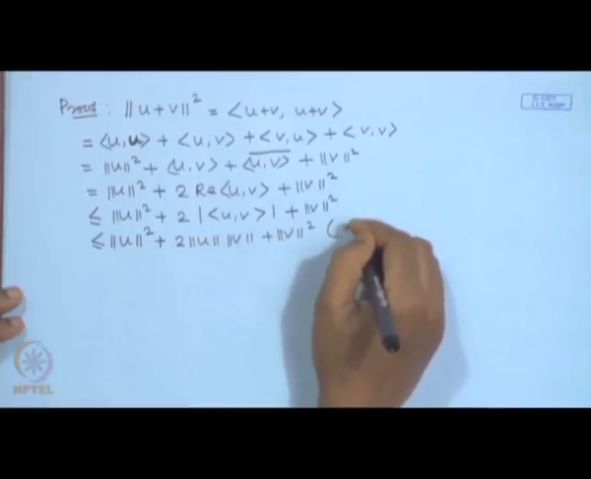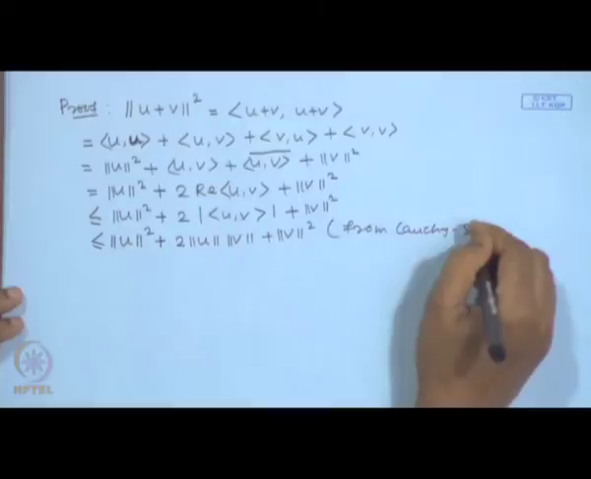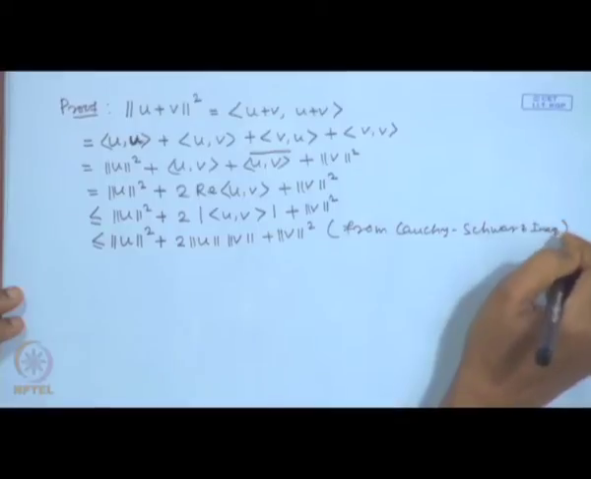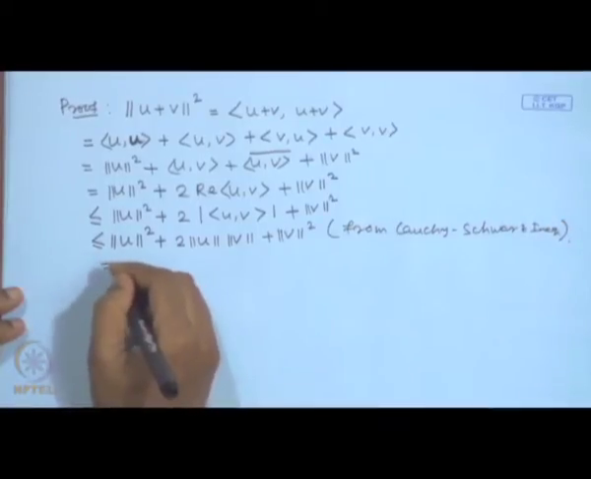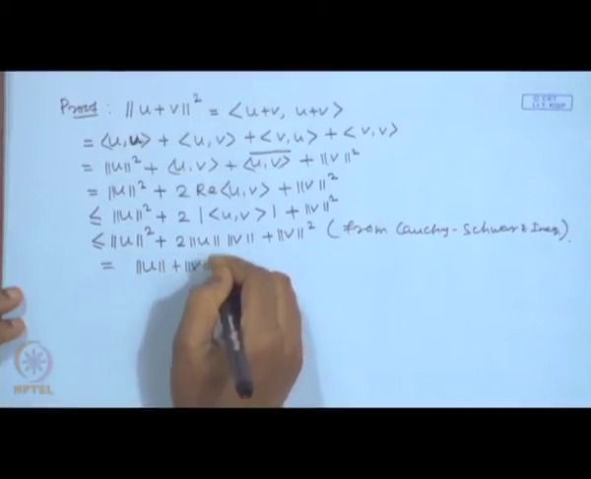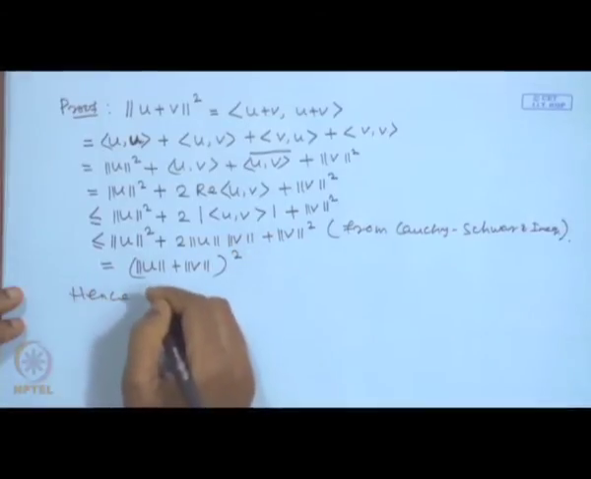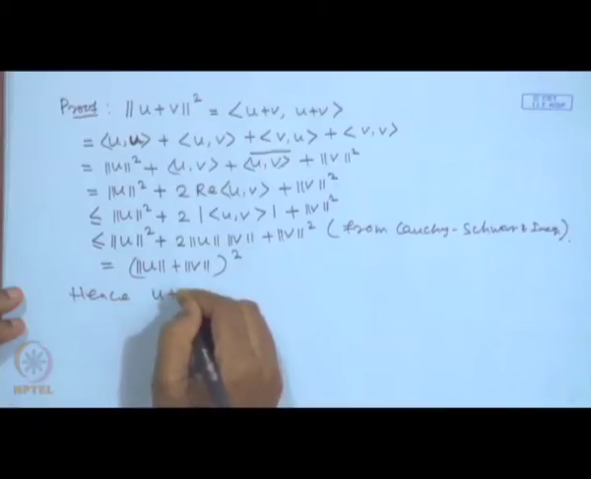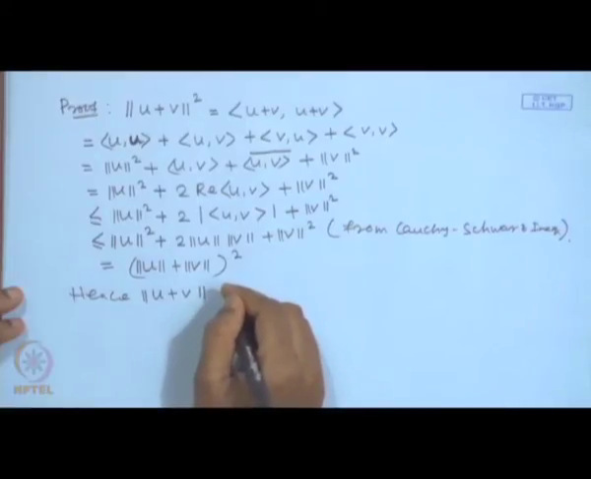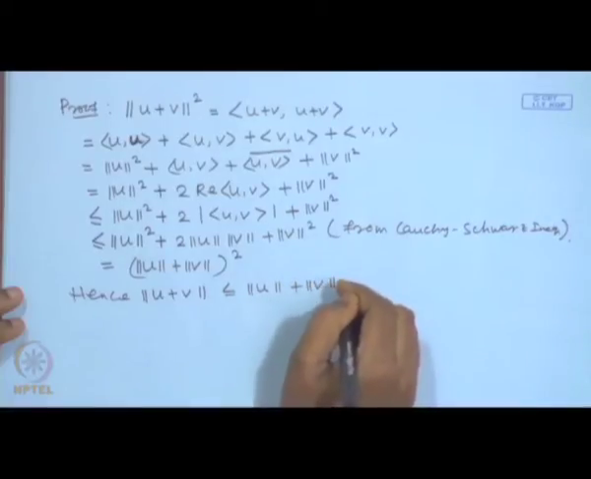So, this is from the Cauchy-Schwarz inequality. Now this is equal to norm of u plus norm of v whole square. Hence we get this triangle inequality by taking the positive square root. This is less than or equal to norm of u plus norm of v.